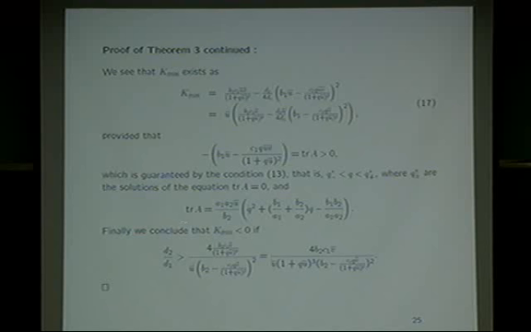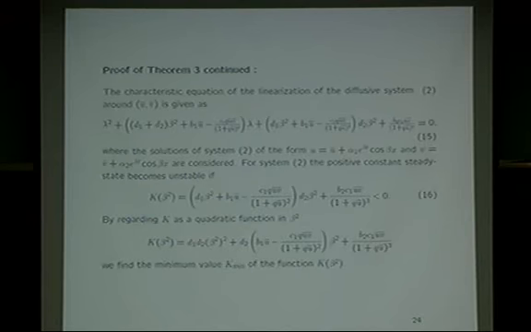And here, the minimum value of k becomes negative, where d1 and d2 appear in this part. If d2 over d1 satisfies this condition, we see that this k minimum becomes negative. Under this condition, the k function has a negative value, and it causes some positive solution of lambda, and the solution becomes unstable.